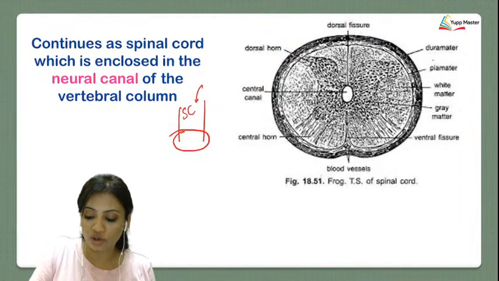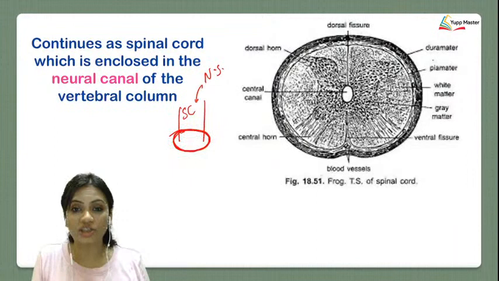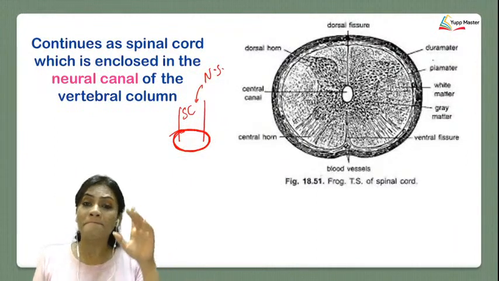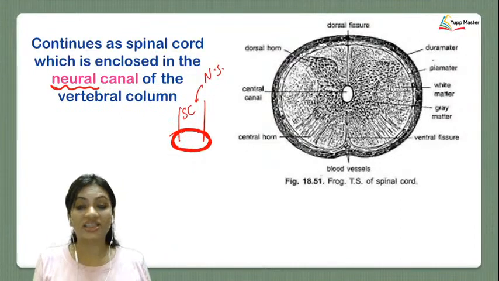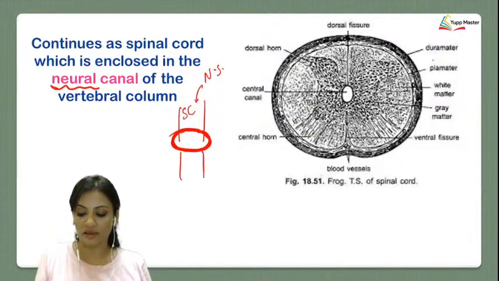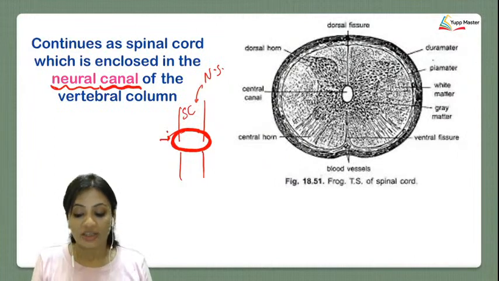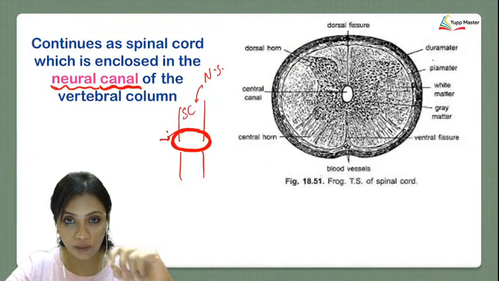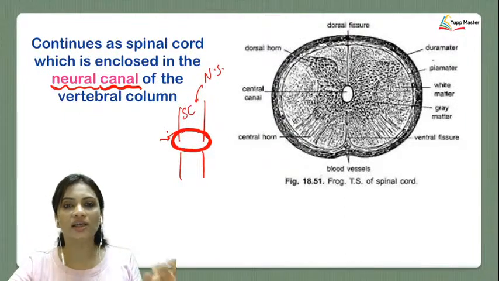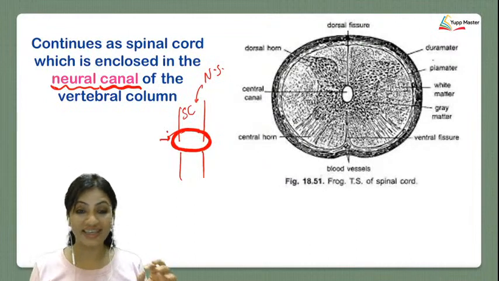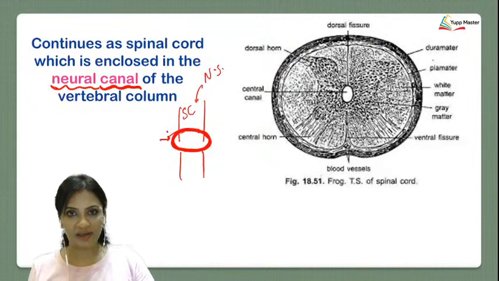Spinal cord is a structure of the nervous system. Because it is a hole which is allowing a structure of the nervous system to pass through it, may I call that a neural canal? Yes, so this hole, which is allowing the spinal cord to pass through it, is a part of the vertebrae. That hole is going to be called the neural canal. That's why it's written, the medulla oblongata is going to continue as the spinal cord, which is enclosed in the neural canal of the vertebral column.